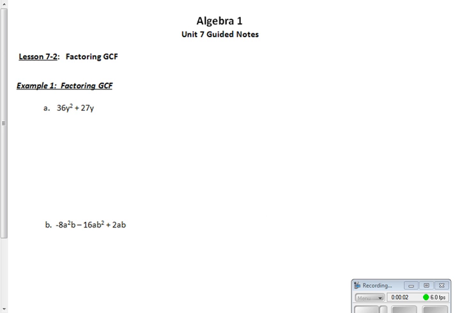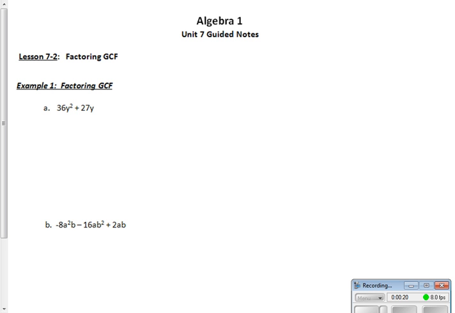Lesson 33, 7.2 is going to cover factoring GCF. Basically what you're going to do today is factor out the greatest common factor out of these various polynomials. Basically what's happening here is you're doing your distributive property in reverse.